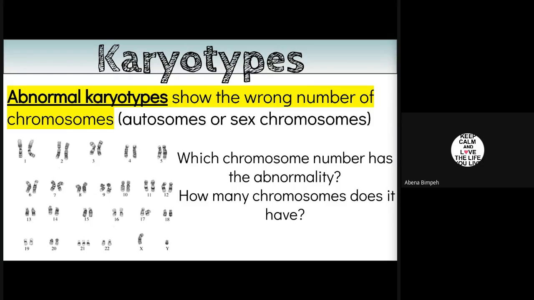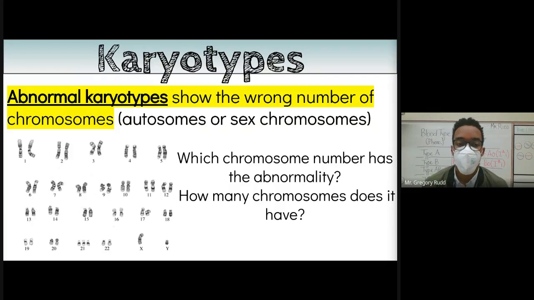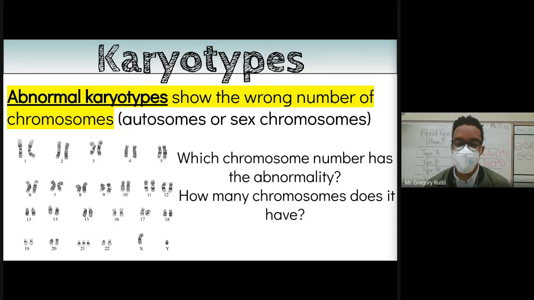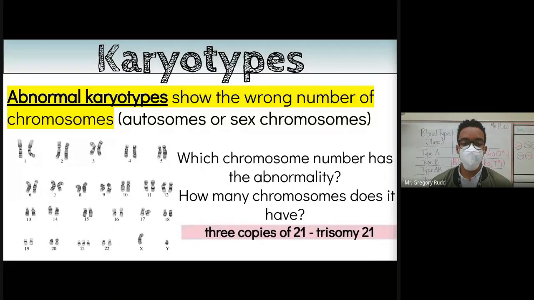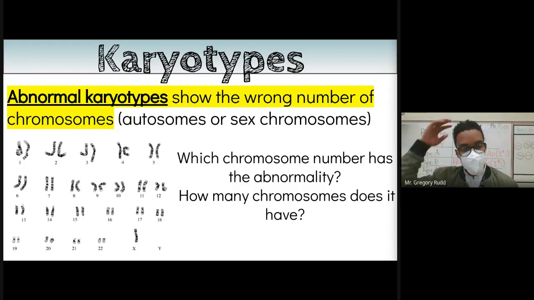Number 21. Yes, good. Thank you, Abina. The 21st position. And is this person male or female? Male. Good. This is a male, and this male has an extra chromosome in the 21st position. This specific disorder is called trisomy 21. More commonly it's known as Down syndrome. So this person has Down syndrome. People who have Down syndrome have an extra chromosome on their 21st position. Okay. What about this one?